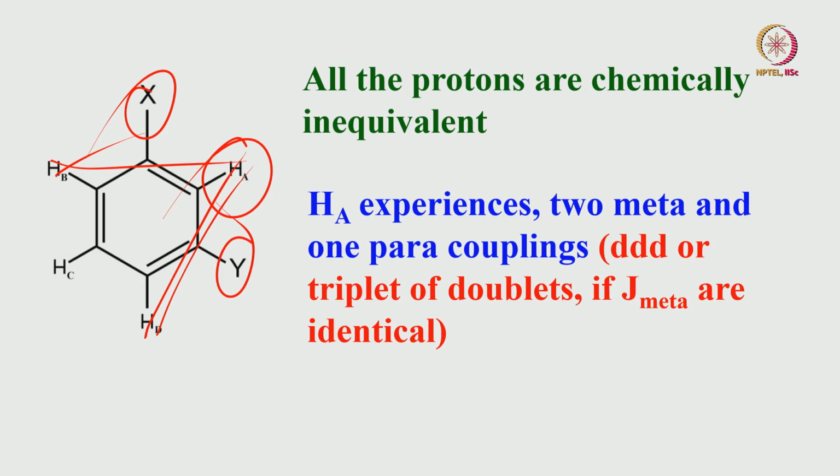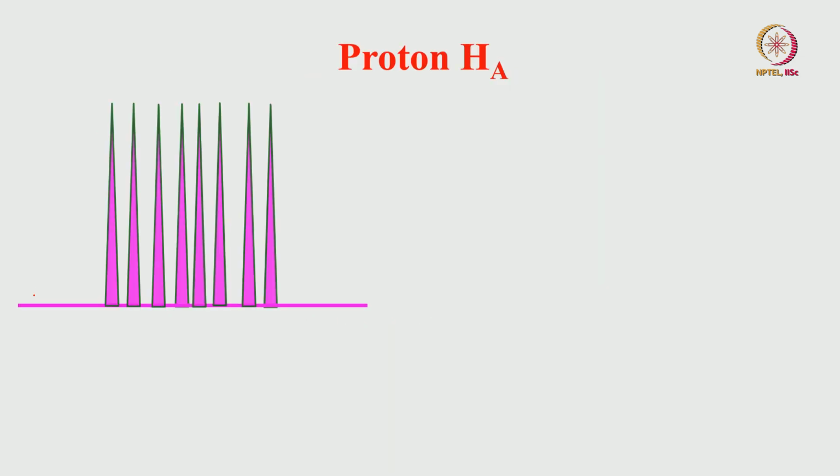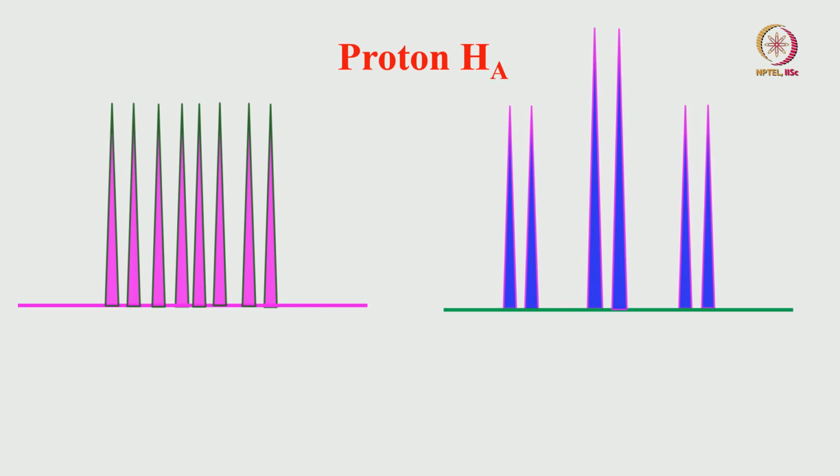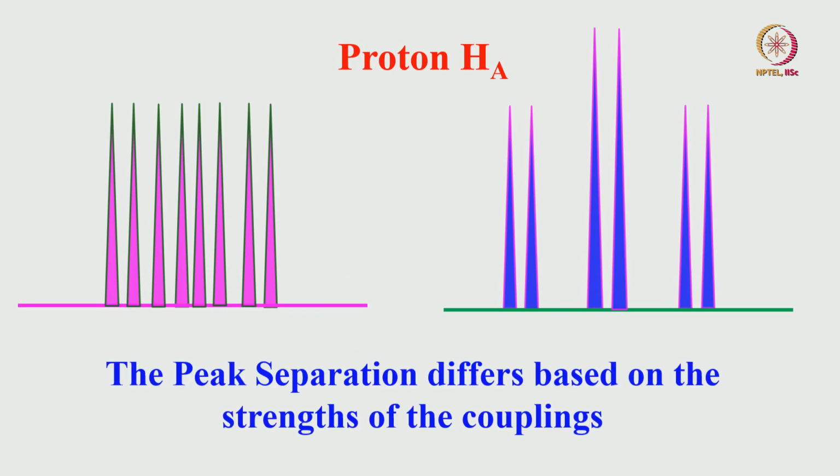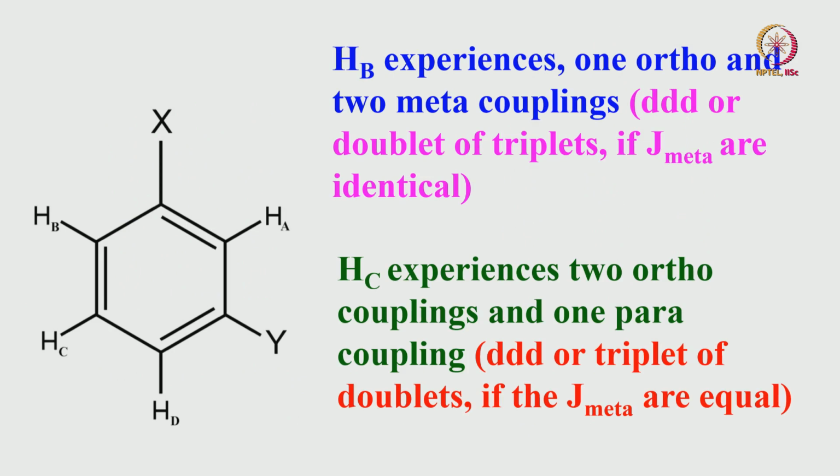If accidentally both meta couplings are equal, as I said, it is going to be a triplet of doublets. These 2 meta couplings will split this into a triplet if they are equal, and then para coupling will make it a triplet of doublets. What happened to proton HA is like this, it is going to be 8-line or like this. Okay, we go to the proton HB. How does proton HB come? Very simple, you should see, look at it. Now we are looking at proton HB.